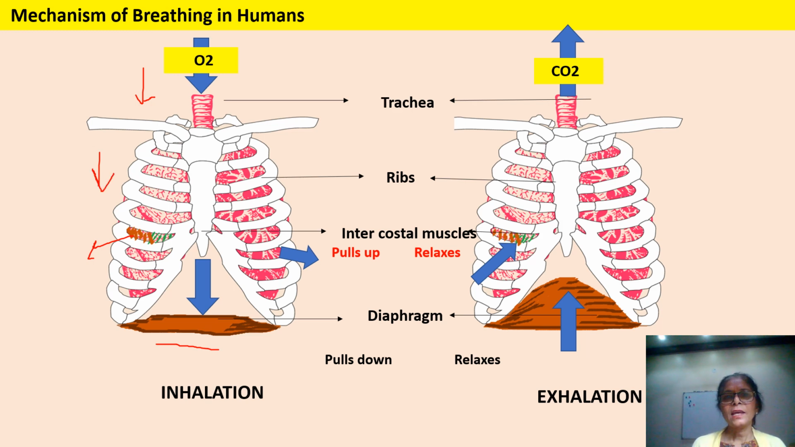The reverse happens in exhalation or expiration. During this process, the diaphragm relaxes and the intercostal muscles also relax, decreasing the thoracic cavity. So when the cavity is decreased or it contracts, the carbon dioxide is pushed outside, which is known as expiration or exhalation.